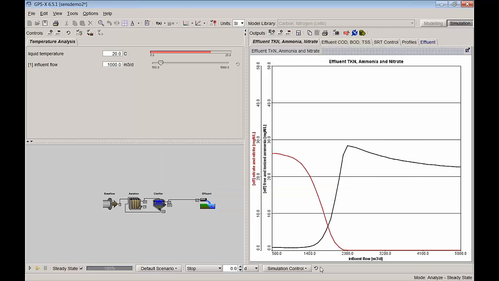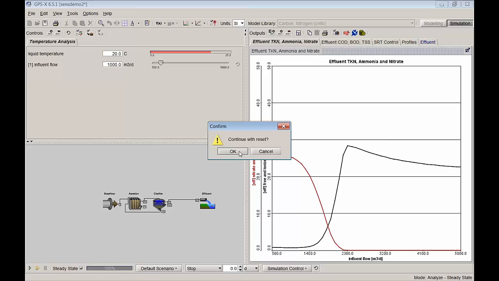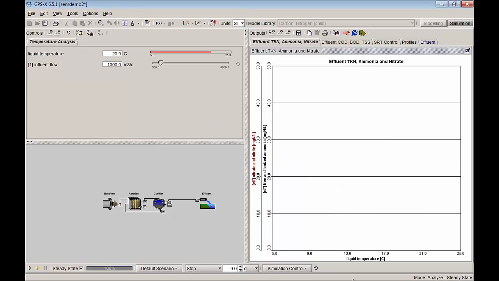And now what I need to do actually is to reset this model so that it will now sort of redraw this graph now for liquid temperature. And so we can now see that we're going to run a sensitivity analysis with liquid temperature. We're going to go from 5 degrees to 25, keeping the loading the same.